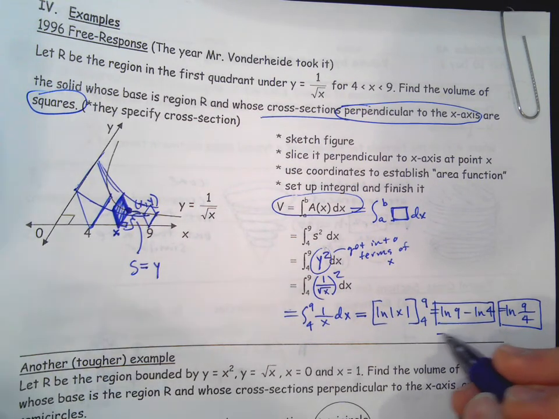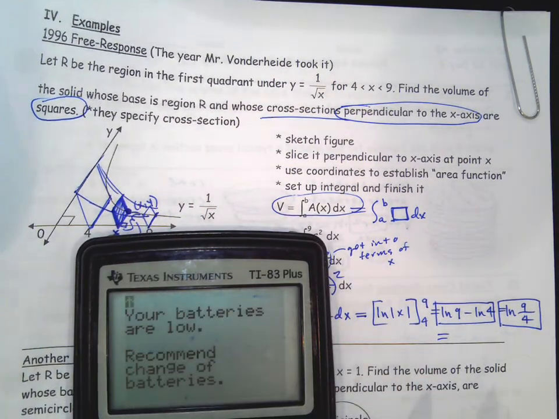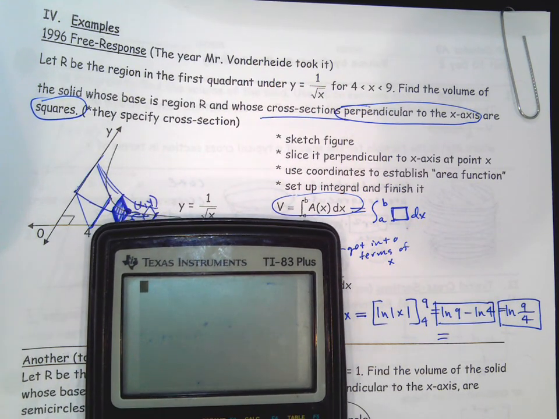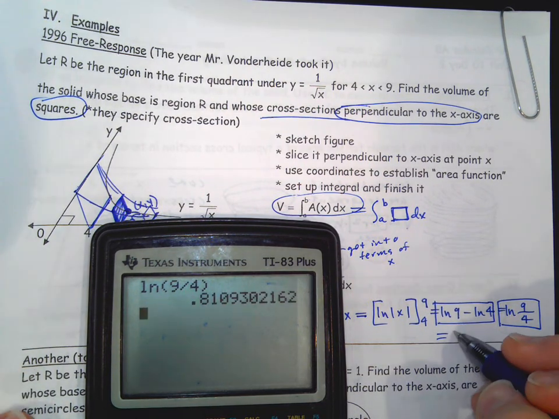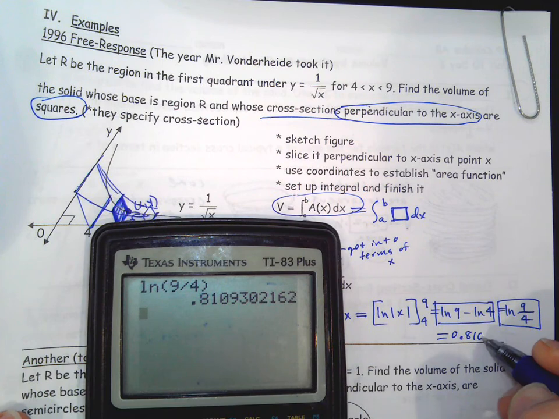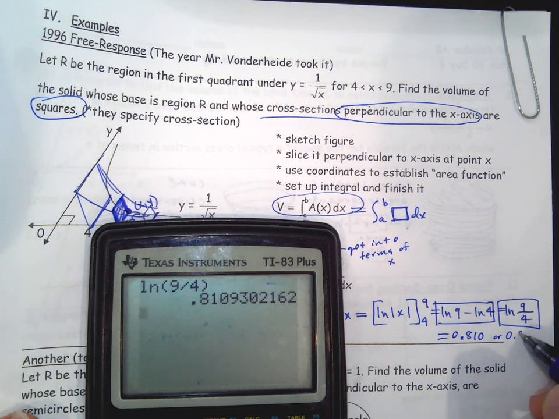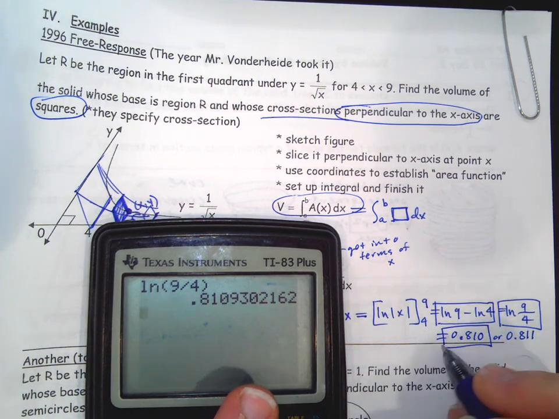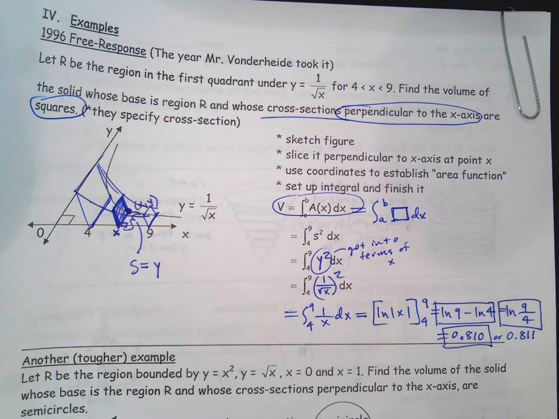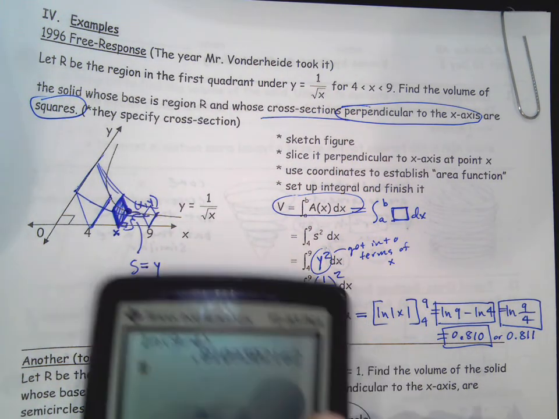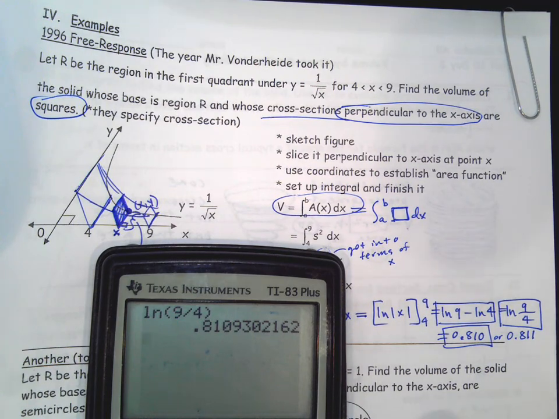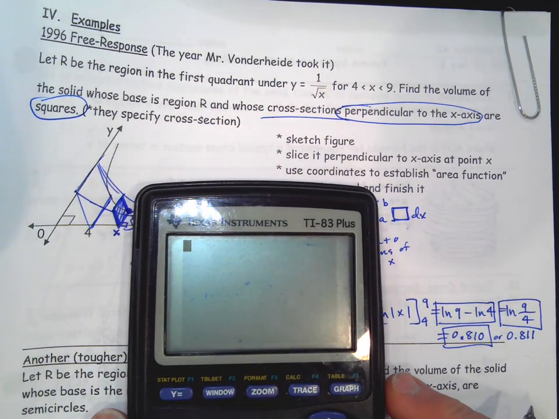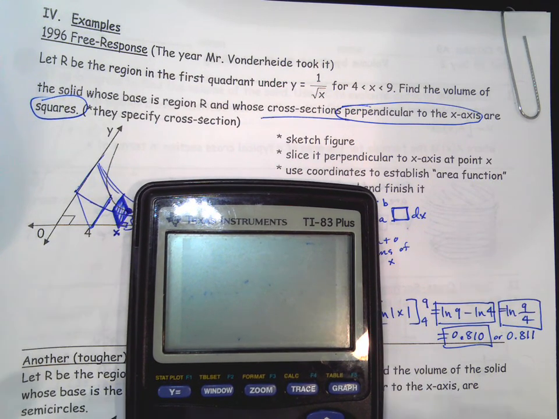And then on our calculator, if you wanted to get a decimal, it would be natural log of 9/4. So it'd be 0.810 or 0.811. Round or truncate. I'm a fan of truncating. It's hard to mess up. So here's the thing too, on tonight's homework, you're going to be doing a lot of these by hand. I'm going to let you start using your calculator, but you also could use your calculator to check your answers real quick, the ones you have to do by hand, especially on a worksheet, you know what I mean?